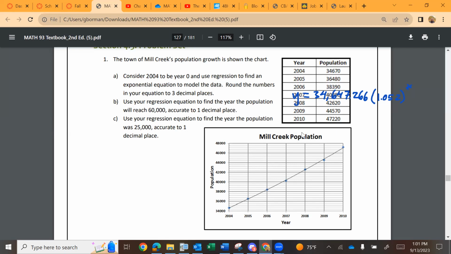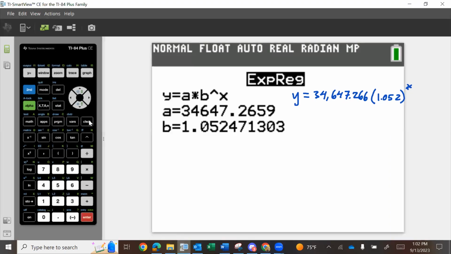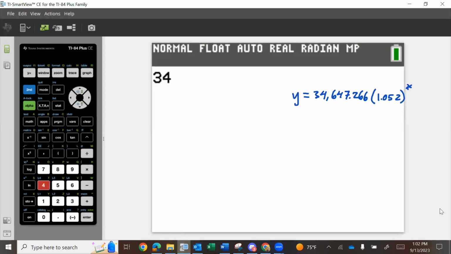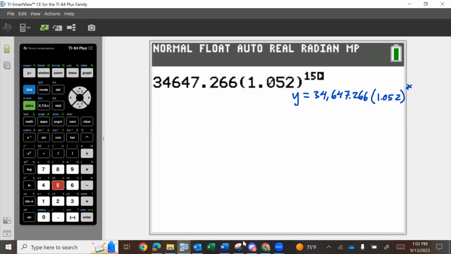So you might guess, I don't know, maybe 2015. I'm going to guess that. I don't know what the answer is. Then I could say 34,647.266 times 1.052 raised to the, let's guess, year 15. Or, 2015 is not year 15, because 2004 is year 0. So 2015 minus 2004 is 11. So the year 2015 is year 11.